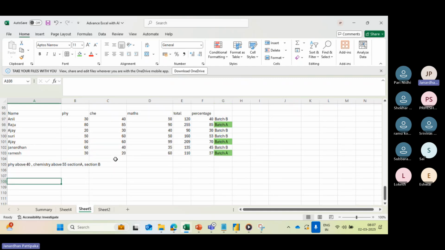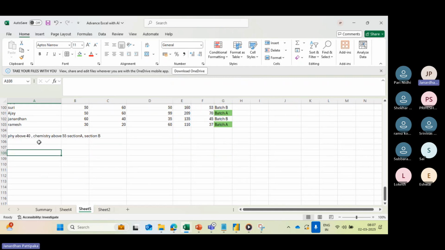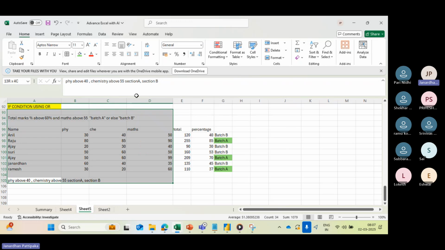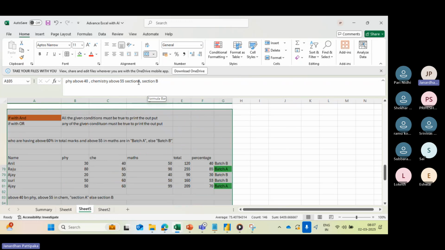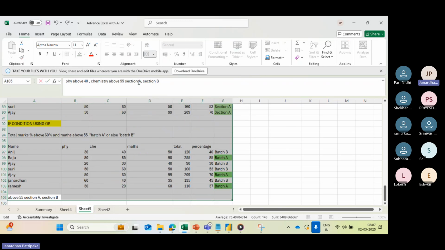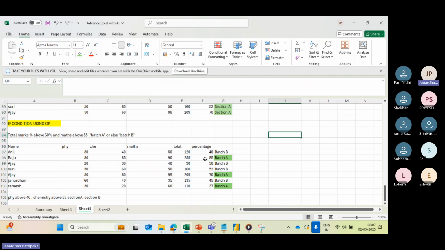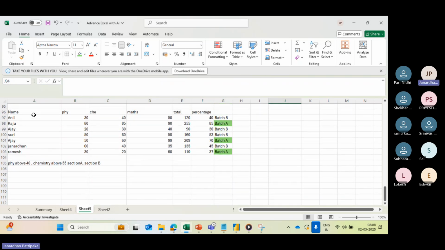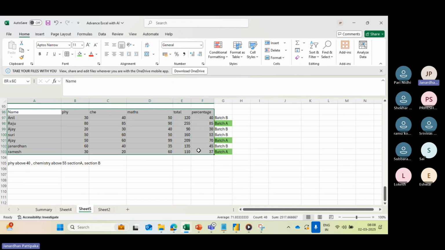Now same, if both conditions are met, like if physics marks should be greater than 40 and chemistry 51, there are some conditions. So if these conditions are met, I want to put that person in section A. Otherwise, I want to put that person in section B. Right. So same, I will take the same marks over here. The percentage also I will take here.